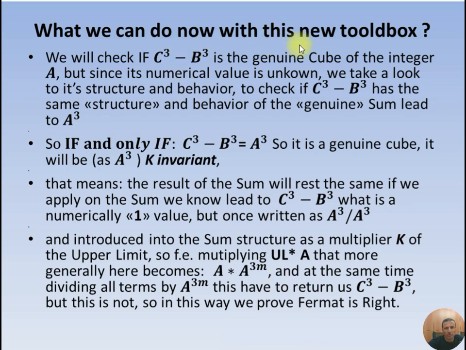So what can we do now with this new toolbox? We will check if c cube minus b cube is the genuine cube of an integer a. But since its numerical value is unknown, we take a look at its structure and its behavior. To check if c cube minus b cube has the same structure and behavior of a genuine sum leading to a cube, we have to check if c cube minus b cube performs exactly as a cube. So if and only if c cube minus b cube is equal to a cube, so it is a genuine cube, it is a cube k invariant. So we can compute this sum changing k in a way that is different from the one we see in the limit, and the result must be again a cube.